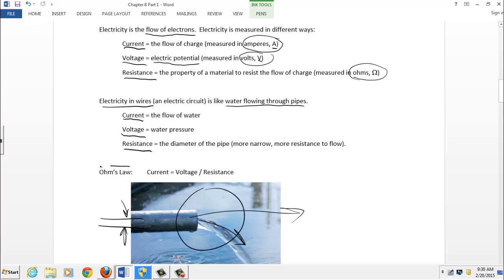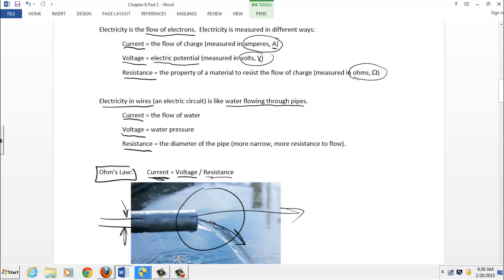And then finally we have Ohm's law, which relates all three properties together. One way you can write Ohm's law is in terms of current. How much electricity is flowing through a wire? Well, that's proportional to how hard it's being pushed through the wire. It's proportional to the voltage. So higher voltage means more current. But resistance is opposing the current. So the more resistance you have, the less current you have.